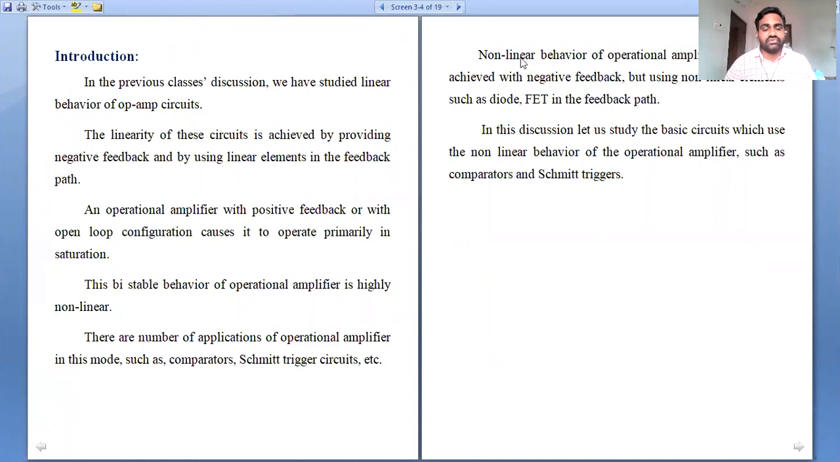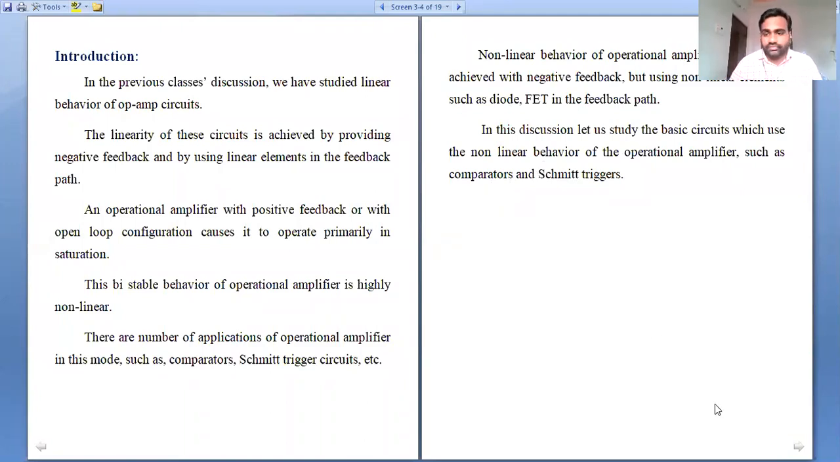Here, in the feedback condition of a nonlinear behavior of the operational amplifier, if we use a negative feedback, it can be implemented by connecting a diode. In our previous discussion of linear applications, we connected the operational amplifier negative feedback with the help of a resistance. But here, in the application of nonlinear elements, we can connect a negative feedback with the help of a diode or a FET. So in this entire discussion of nonlinear applications of operational amplifier, we will discuss comparators as well as Schmitt triggers.